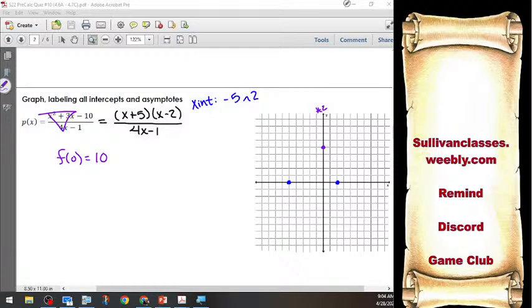Okay, what about asymptotes? Isn't that when you can cross numbers? If I cross out a set of factors, that's a hole at that 0. Okay, nothing canceled out here, so that means I'm going to have, where's my vertical asymptote? That's at the bottom. Right? Zeros of the denominator. So vertical asymptote at x equals 1/4. So right here.